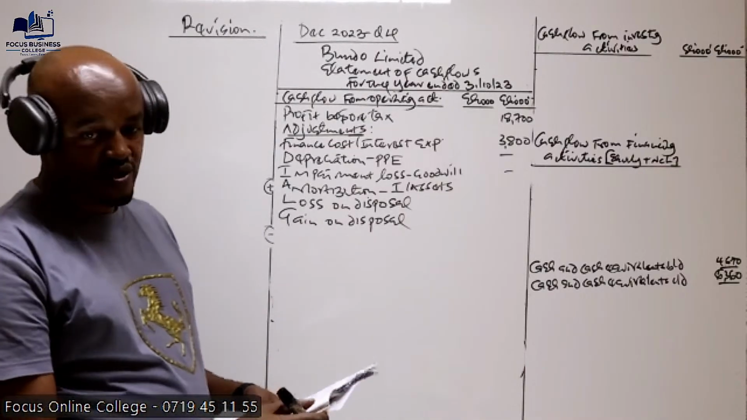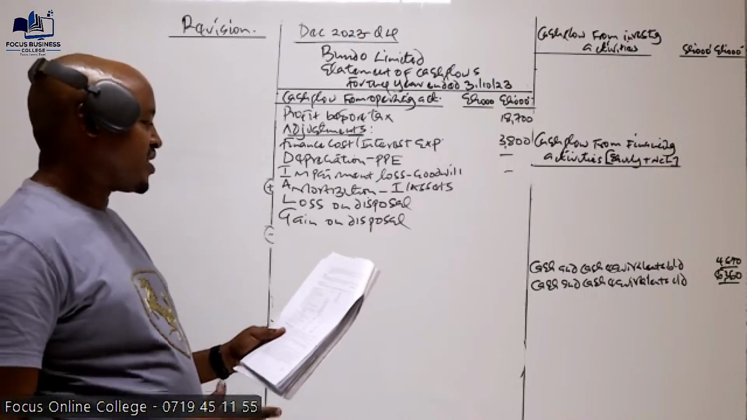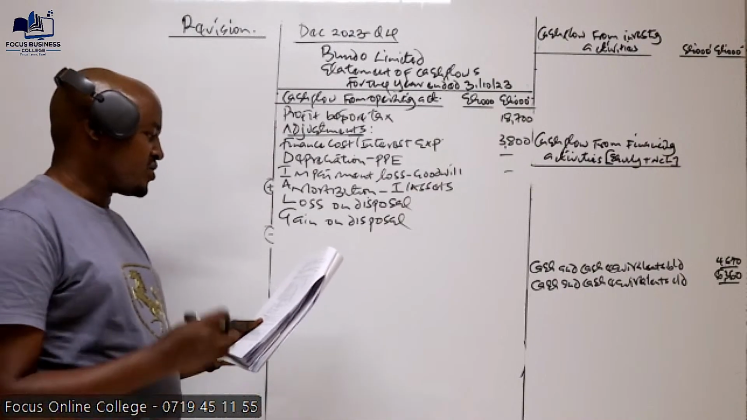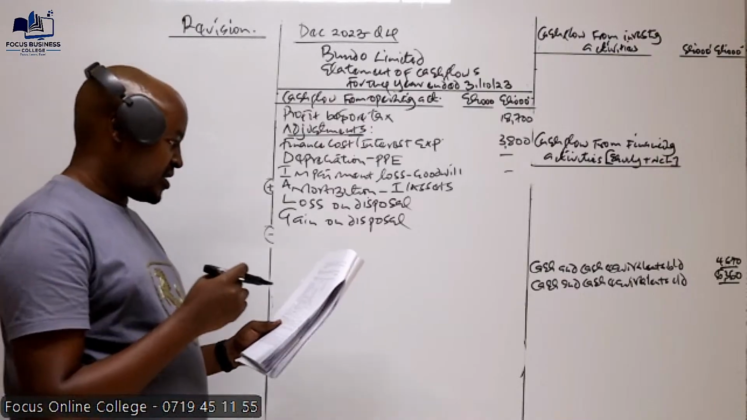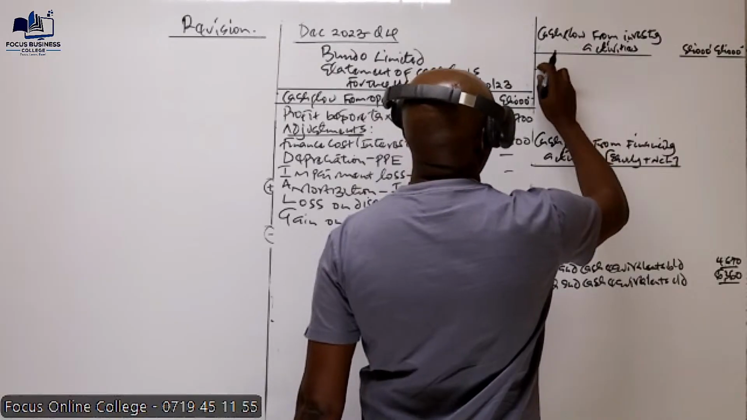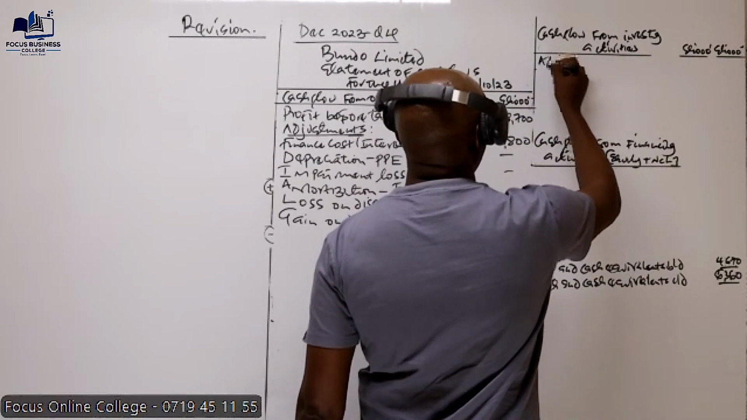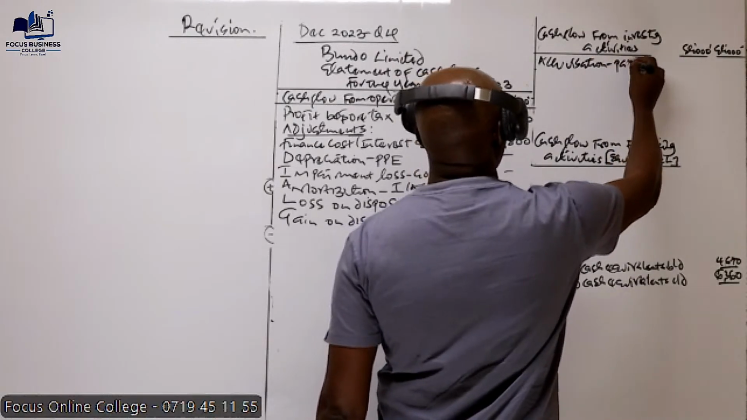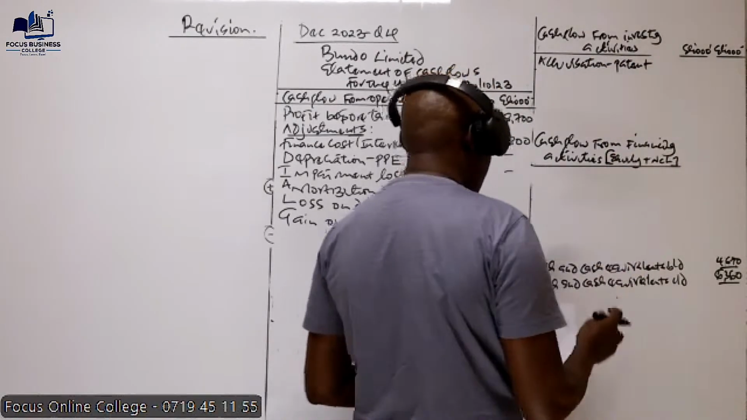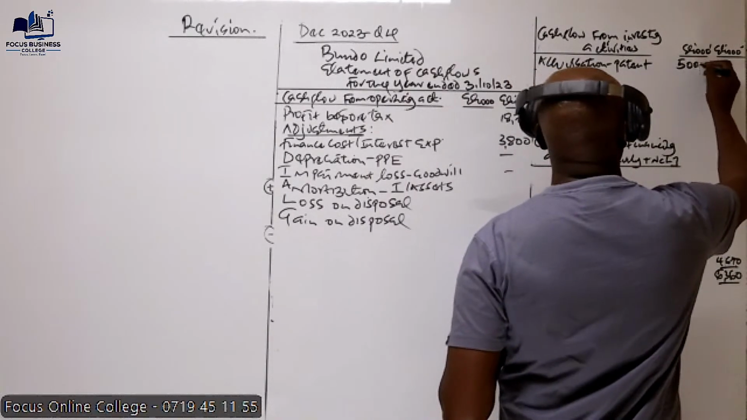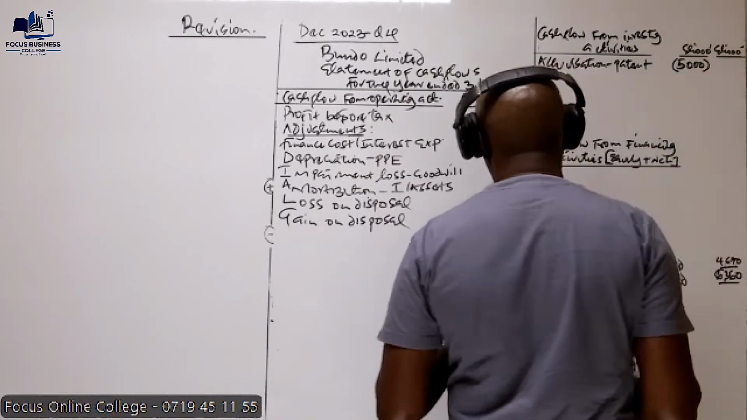Note number 2, we are told, during the year which ended 31st of October 2023, Budo Limited acquired a new patent at a cost of 5 million. So that is basically an investing activity. We will say there was acquisition of a patent, which is an intangible asset, at a cost of 5 million, which is a cash outflow.